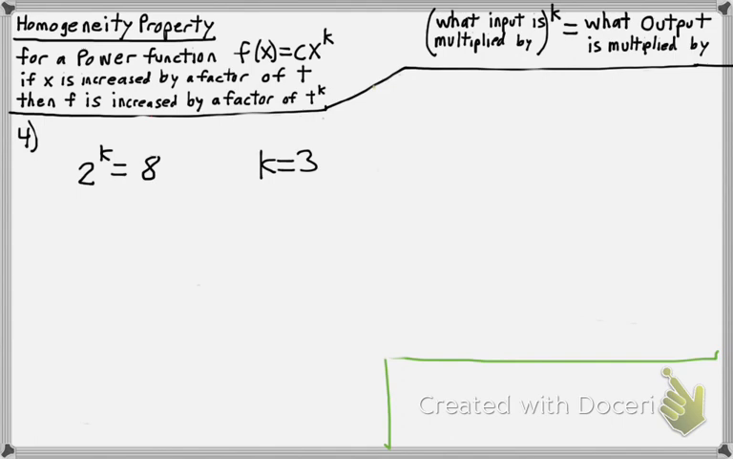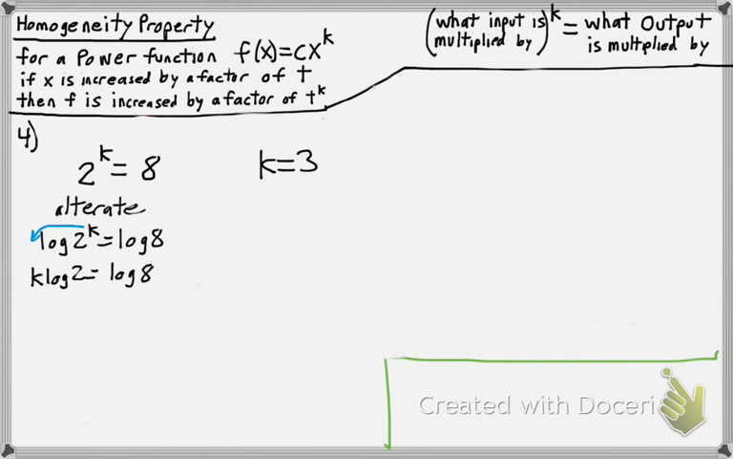But if it weren't obvious, so sometimes you won't be able to just look at it, I do want to show it in an alternate way. So an alternate way, if I take the log of both sides, log of 2 to the k is equal to log of 8. What this allows us to do is bring down that k. So that would be k log of 2 is equal to log of 8.